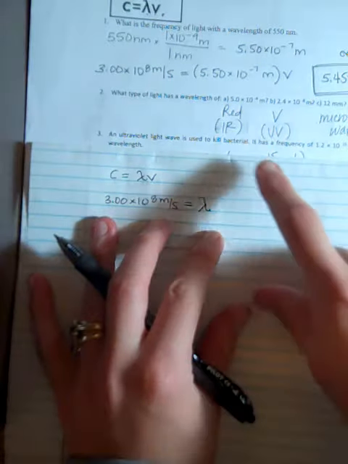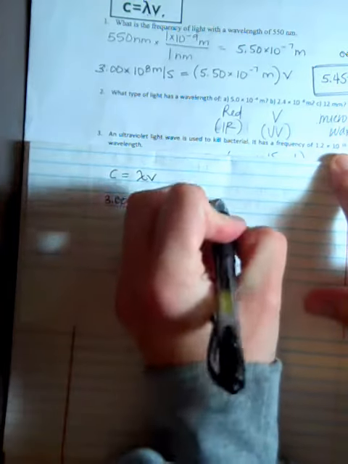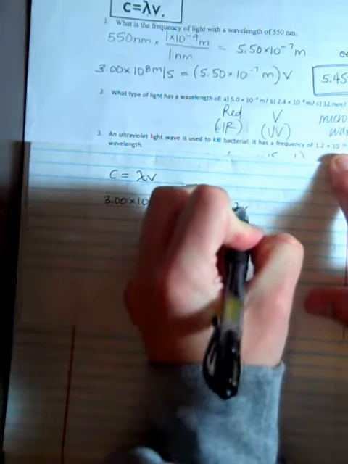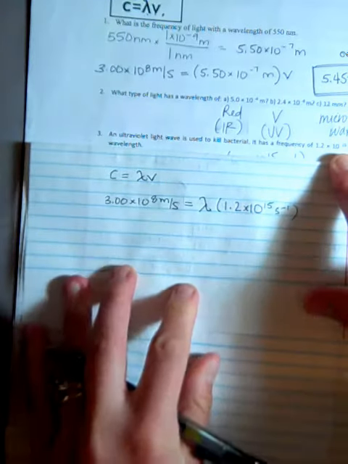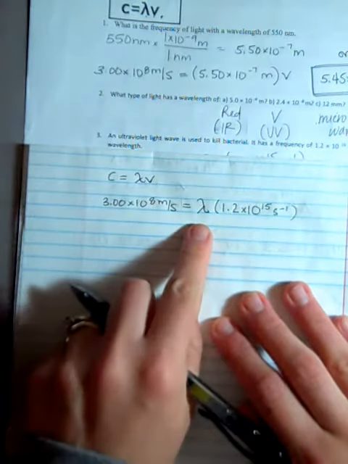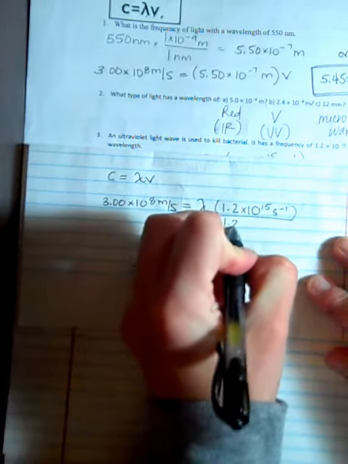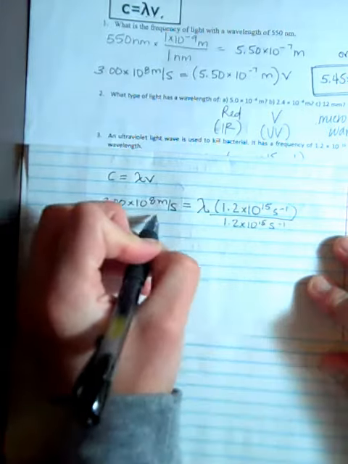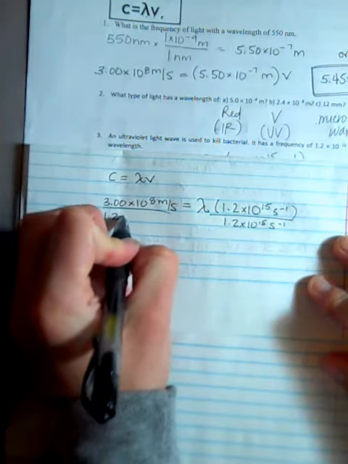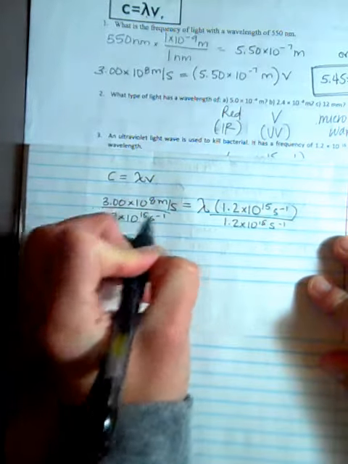And then frequency is represented by nu, and it needs to be in terms of seconds, or seconds to the negative 1 power. And it is here, so we don't have to change anything like the last problem. So now we just need to get lambda all by itself to solve. So divide each side by 1.2 times 10 to the 15th seconds to the negative 1.